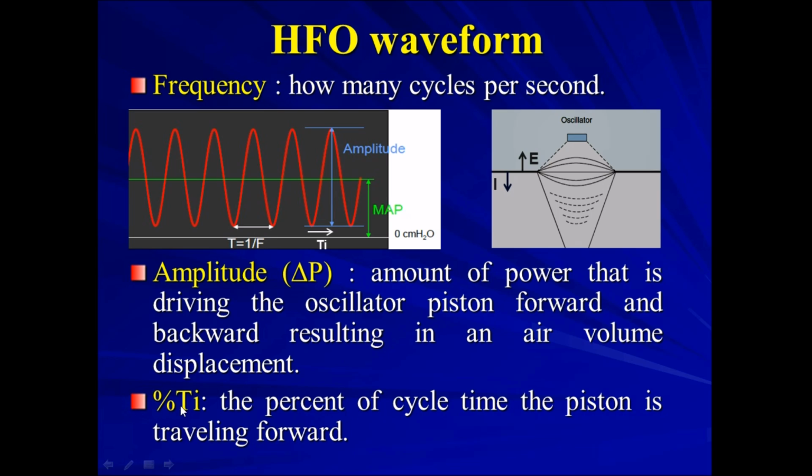TI fraction, or TI percentage, is the percent of cycle time the piston is traveling forward. So here the piston is moving in and out, so the maximum is the amplitude, the time which is spent in the inspiration and time spent in the expiration. This is the TI percentage. And the frequency, how frequent this piston, this diaphragm, is moving in and out per second. This is the hertz.